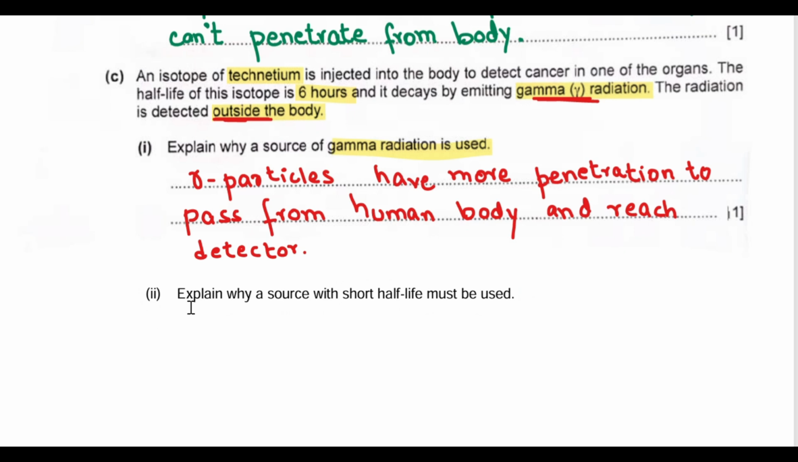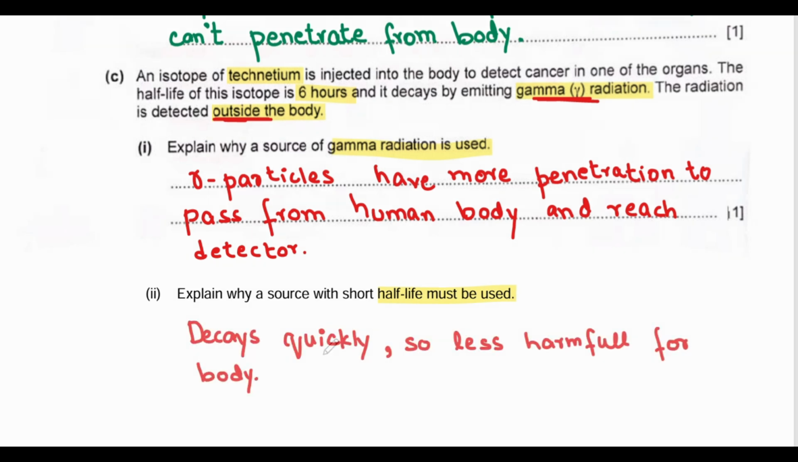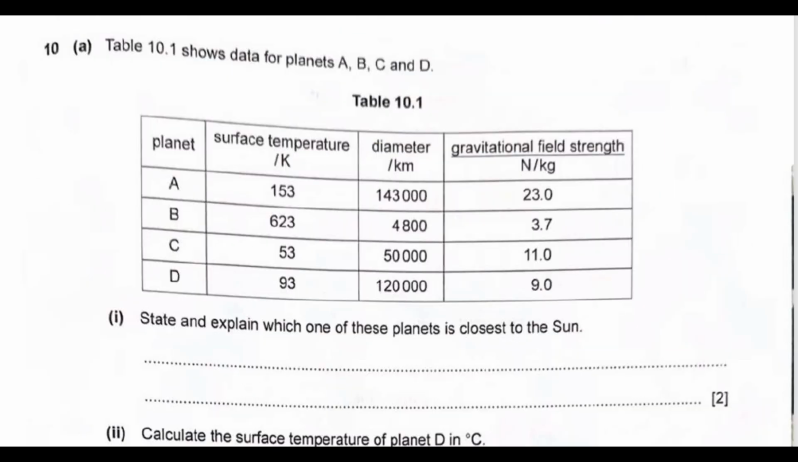Part number 2 says explain why a source with a short half-life must be used. A sample with a shorter half-life will decay quickly and will not be radioactive for a longer period of time. So the answer is it decays quickly and it will be less harmful for the body.